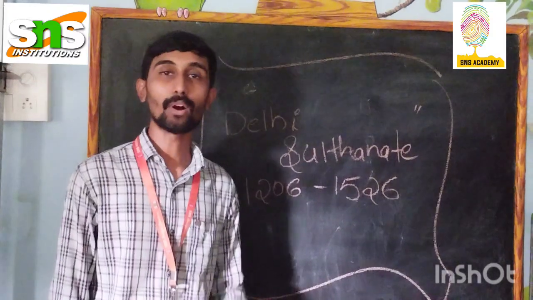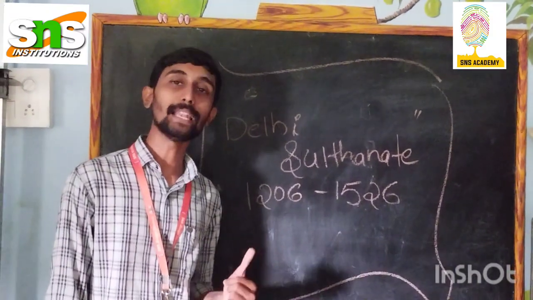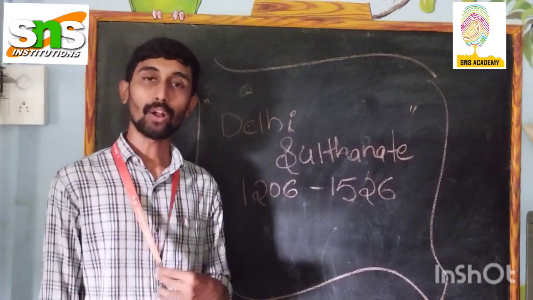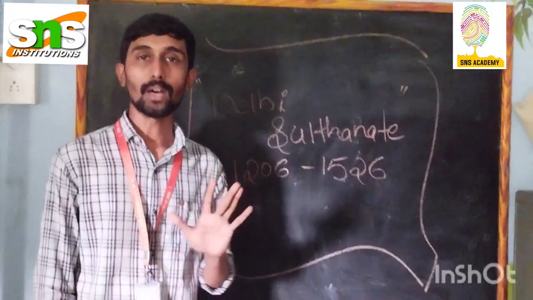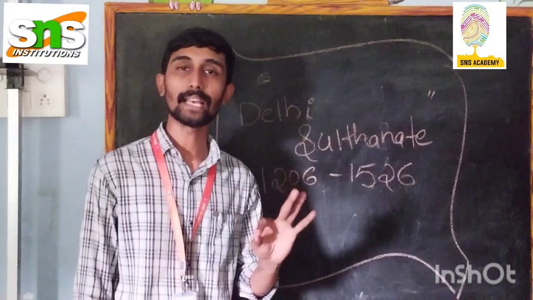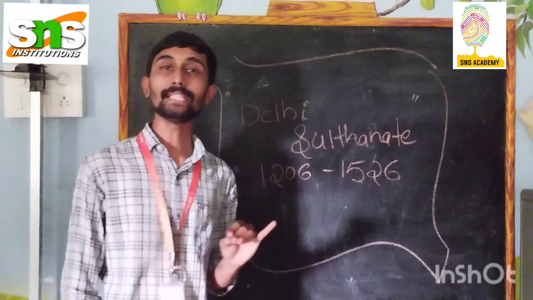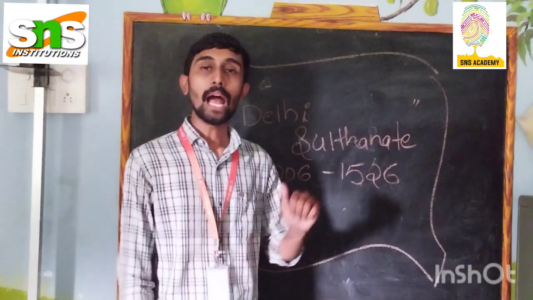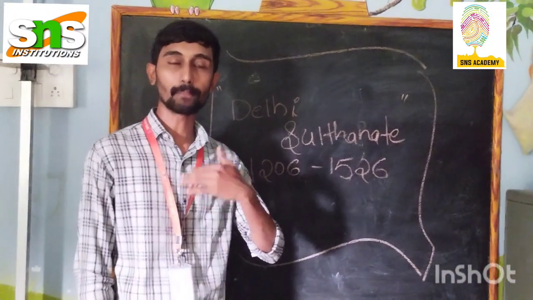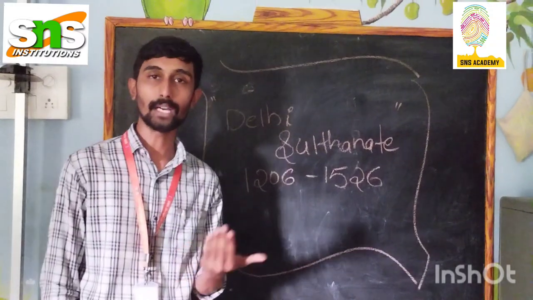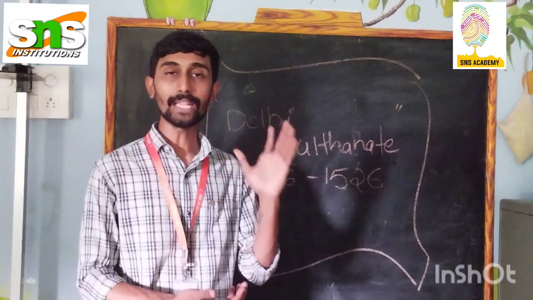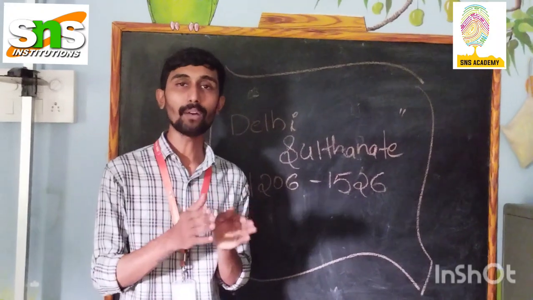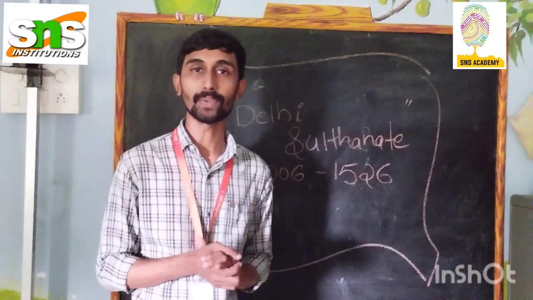So we discussed this important topic, the Delhi Sultanate, and I already said the Delhi Sultanate had five important dynasties: the Slave Dynasty, Khalji Dynasty, Tughlaq Dynasty, Sayyid Dynasty, and Lodi Dynasty. And also, I'm going to tell about the important significance of the Delhi Sultanate. So in the Delhi Sultanate, we have important points of significance.